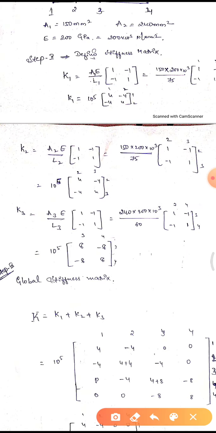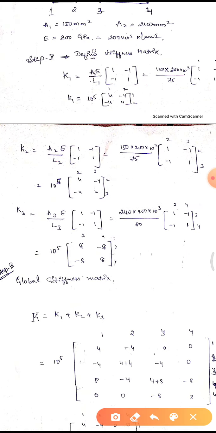Our global stiffness matrix should be a 4 by 4 matrix. We have 4 nodes, so it should be a 4 by 4 matrix. That's what we have written. 1 2 3 4, 1 2 3 4. This is how we need to write the 4 by 4 matrix. Once you have written this, next we need to know how to put these values. We will see now. So see here, this is the first row, this is our first column.